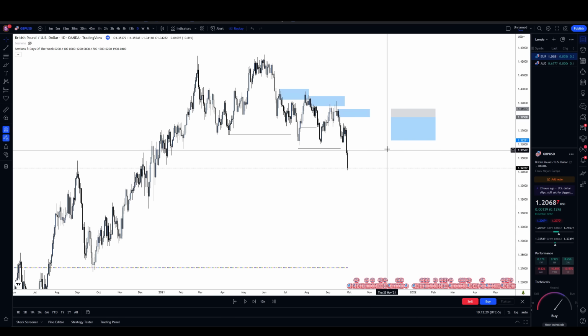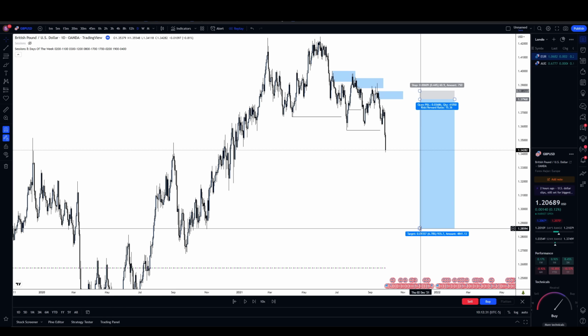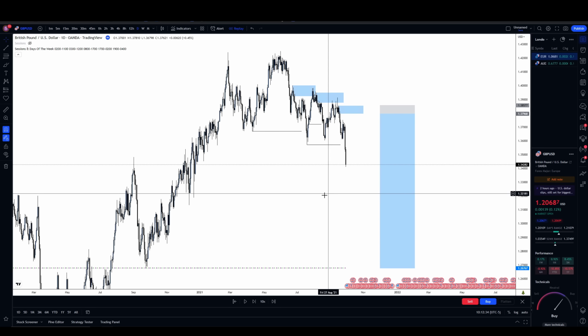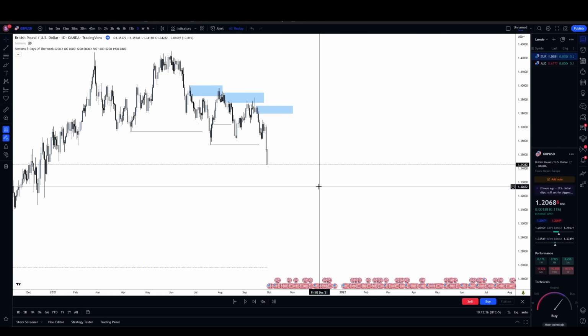Put your stop loss at the high and your take profit wherever you're targeting. So let's assume you're targeting this higher low right over here, and that's it. But where does the mistake happen? Where does the mistake occur?